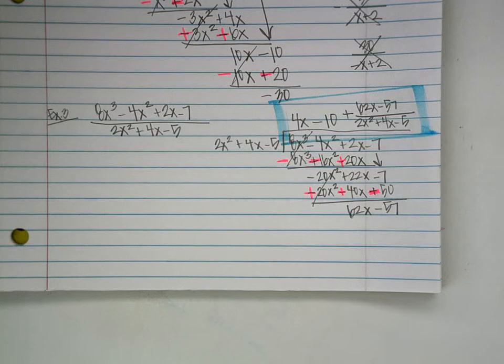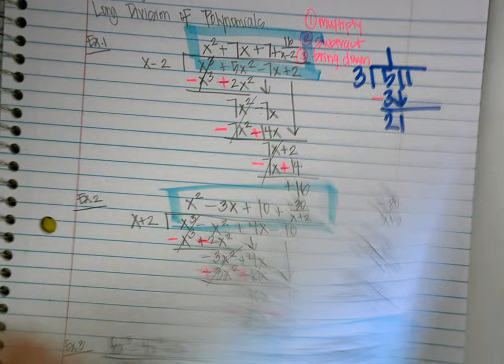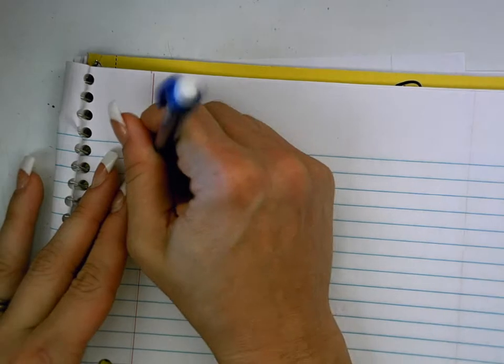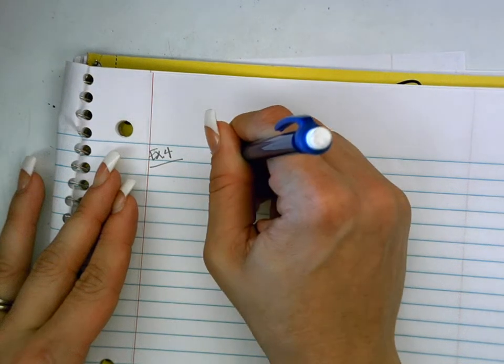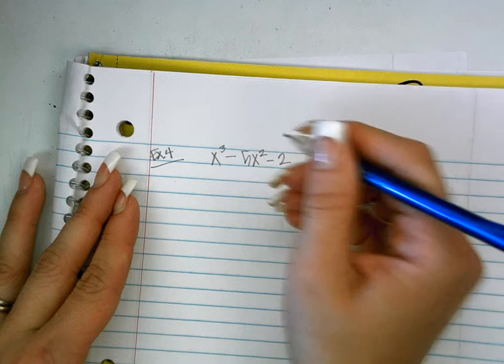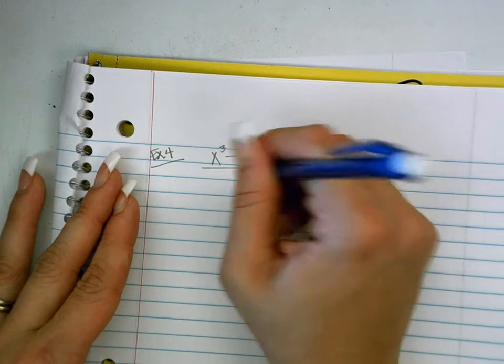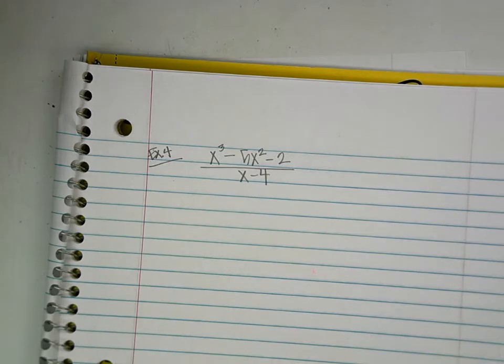Okay, one more for you and then we'll be done. Any questions so far on how we did these? Now, this last one I'm going to show you is a little bit different, because you are going to have to add something in here. Okay, last one for number 4. If I want you to divide x cubed minus 5x squared minus 2 by x minus 4.